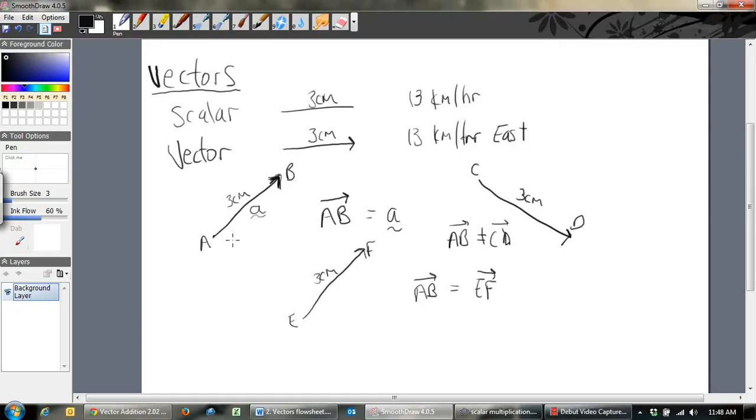And so they are the same vector. It doesn't matter about position, where it is located. This one's up here, this one's down here. They have the same magnitude, they have the same direction, and so in fact the vectors are equal. And that's all we need to know.